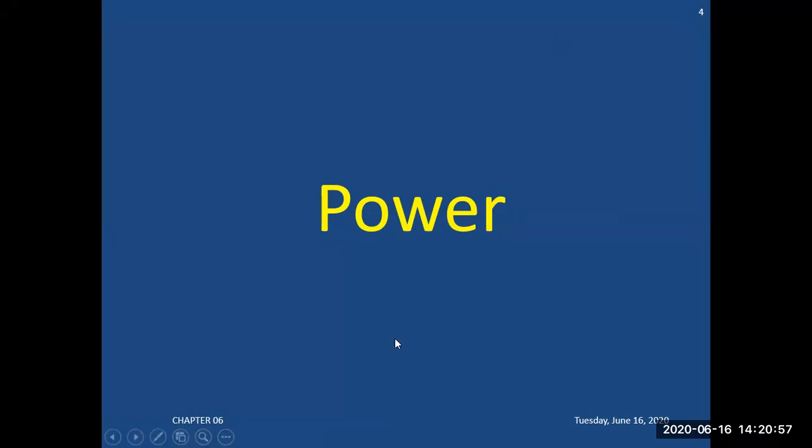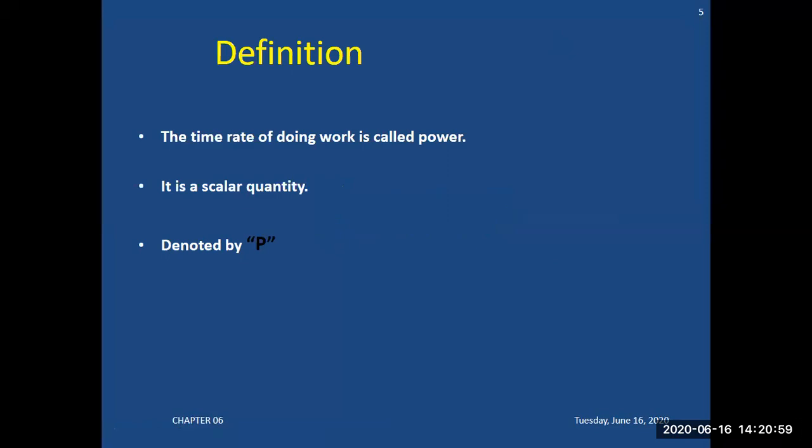So here it is. This is the definition of power. The rate of doing work is called power. Work done per unit time. This is also the simplest way to define it. It is a scalar quantity. It is denoted by P.